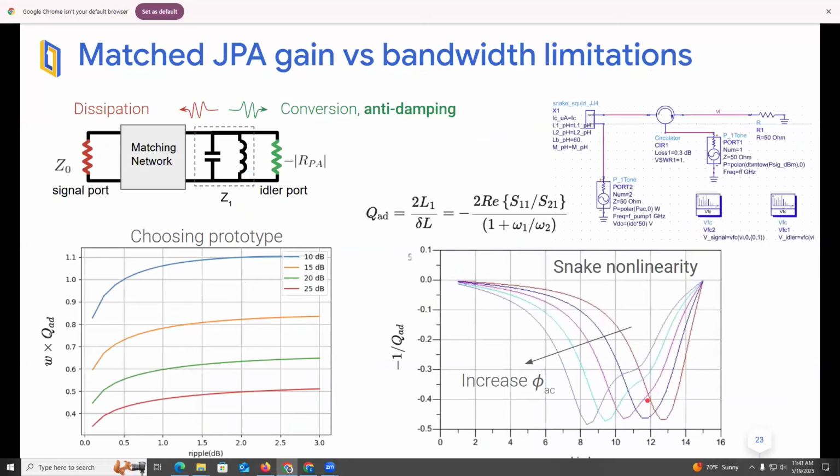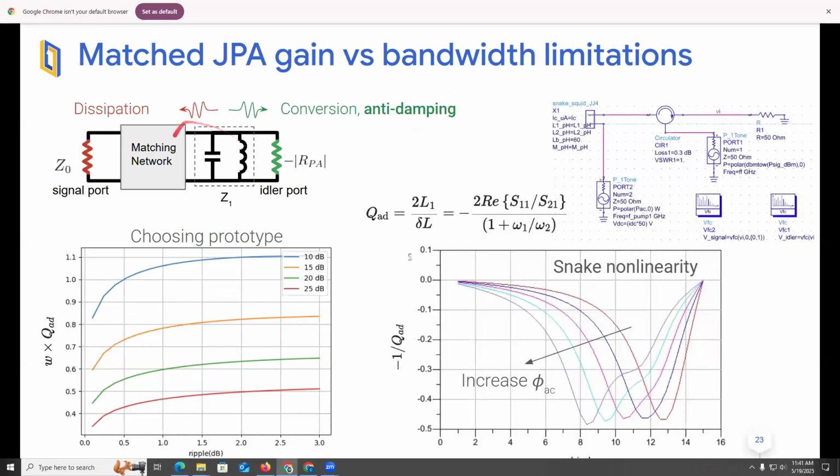Okay, so I gave you a few examples from designing devices. I kind of want to talk a little bit about how we can use simulation to explore new devices. I will not get into a lot of details here, but essentially, when you're talking about parametric amplifiers, you can think about the circuit as seeing a negative resistance or a negative damping. That's where the amplification comes from.